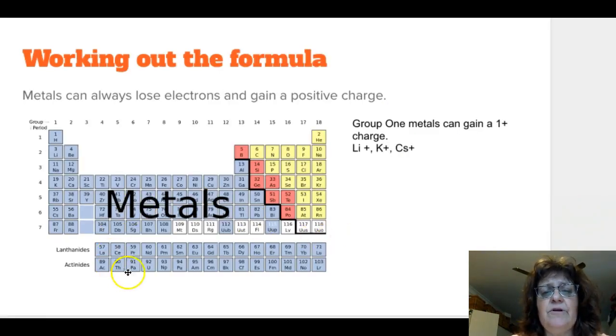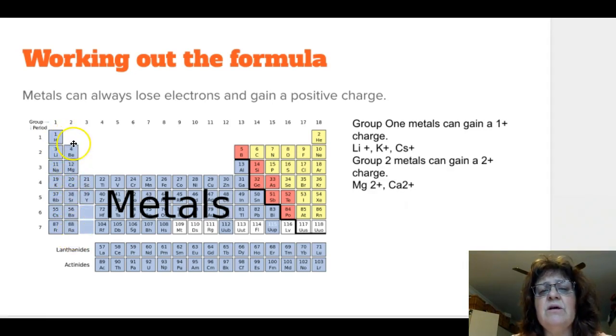So if we look at our periodic table again, most of the metals that we can see can lose their electrons. Group 1 metals can gain a 1+ charge. Well, it means they lose an electron. Group 2, because they've got 2 electrons in their outer shell, can lose 2 electrons. Therefore, they end up 2 protons up. These ones have got 3 electrons in their outer shell, aluminium and boron, so they can have an ion that's got a 3+ charge. But metals always end up being positive.